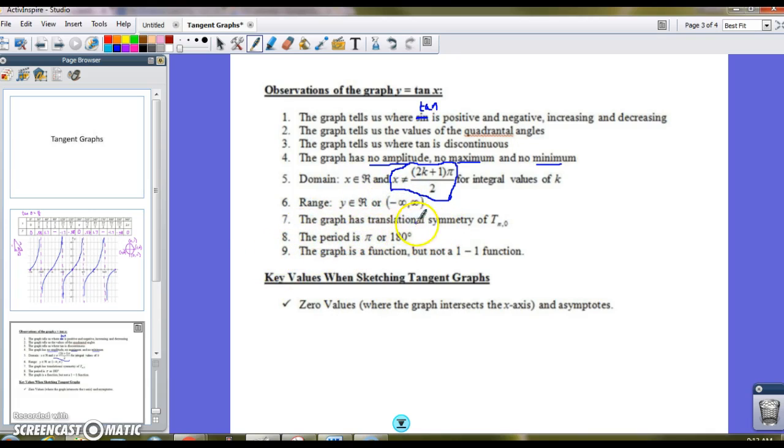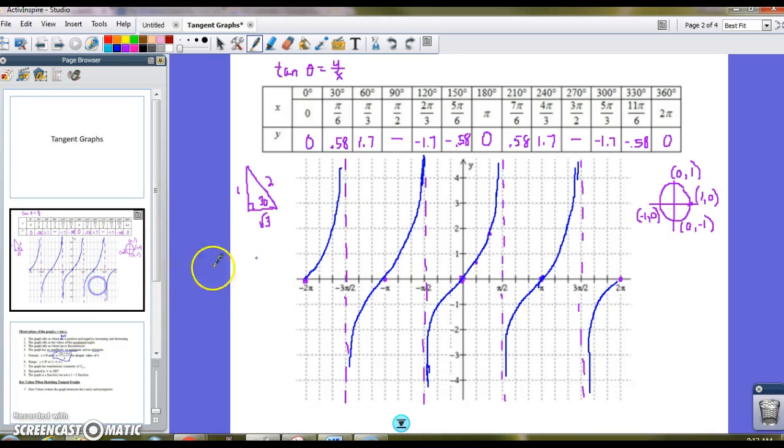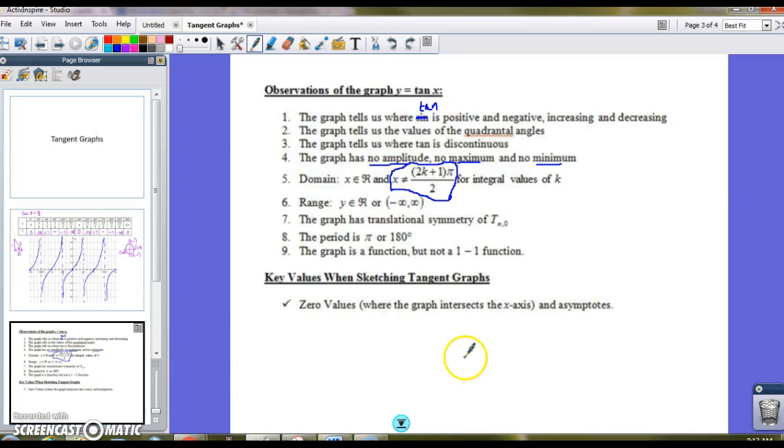And here's something: the translational symmetry and the period, it kind of means the same thing, is pi, where for sine and cosine it was 2 pi. For tangent, the period is pi, which means you complete one whole cycle in pi radians. If you're looking at the graph, one of these swishes is a cycle. So from pi over 2 to 3 pi over 2, that's pi radians. That's one cycle completed. So that's your period. The graph is a function, but it's not a one-to-one function.